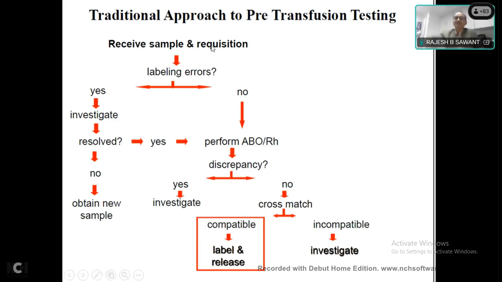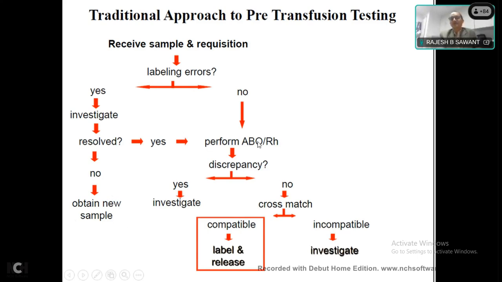So the traditional approach to pre-transfusion testing is when you receive your sample and the request, first and foremost, look for labeling errors, because you are going to interpret the sample that you have received. But what if that sample itself is wrong? It is from the wrong patient. A wrong blood tube can be disastrous. Even though everything has been done correctly, the end result of that transfusion can be a hemolytic transfusion reaction. So look for labeling errors. If there are labeling errors, they need to be resolved and you need to get a new sample, right?